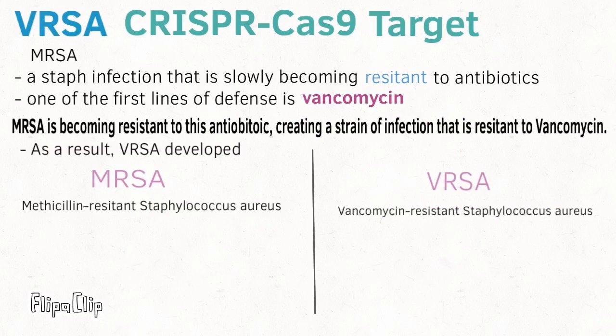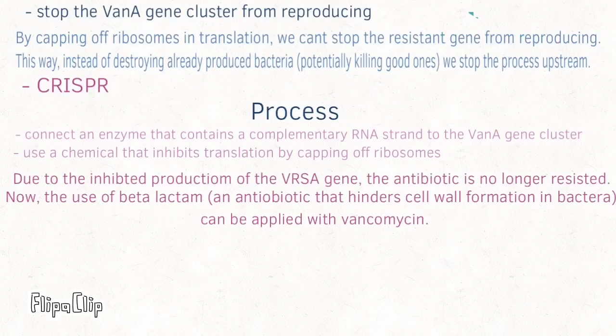Medical intervention. Over the years, a bacterial infection called MRSA has slowly become more resistant to antibiotics. One of the first signs of defense to treating this condition is called vancomycin. A deadly staph infection called MRSA became resistant to older antibiotics, creating a strain of infection that is resistant to vancomycin, a new medication. The goal of our oral medication is to stop the gene associated with MRSA from producing. By stopping the production process early in the VAN-A gene cluster production, we can stop the resistant gene from reproducing.